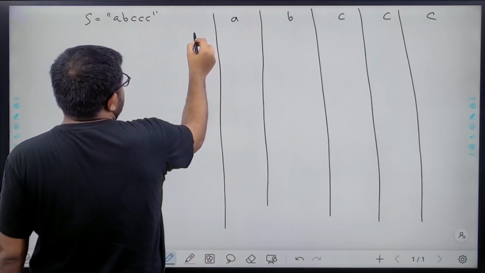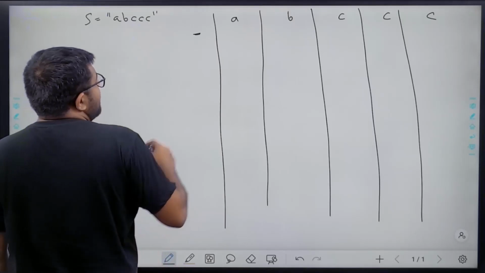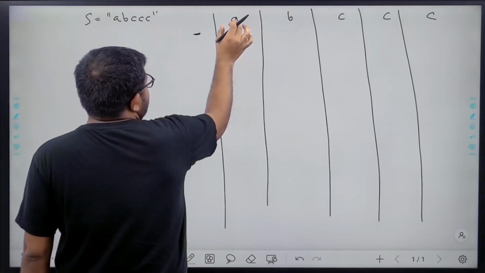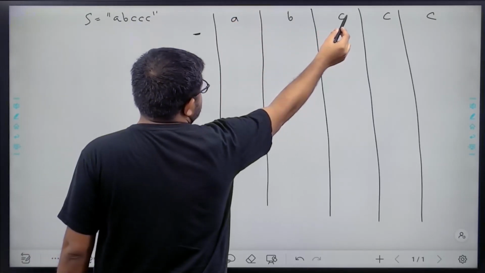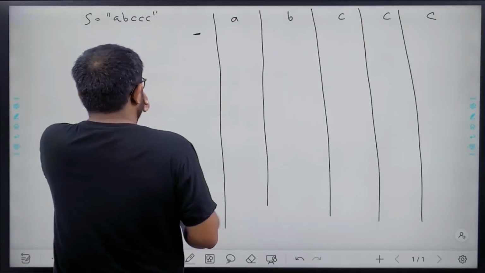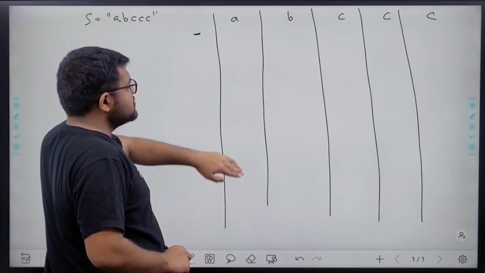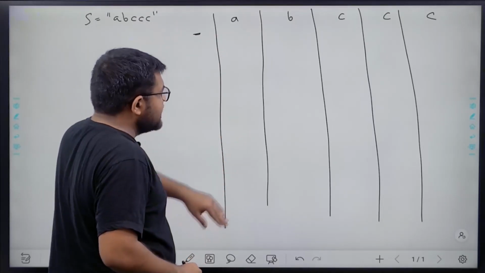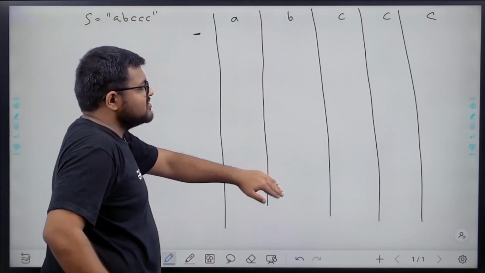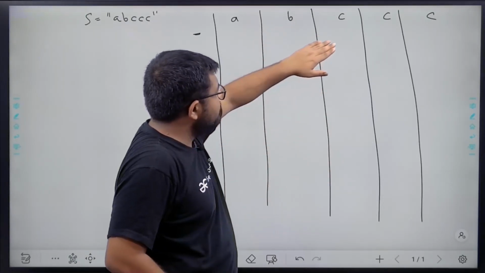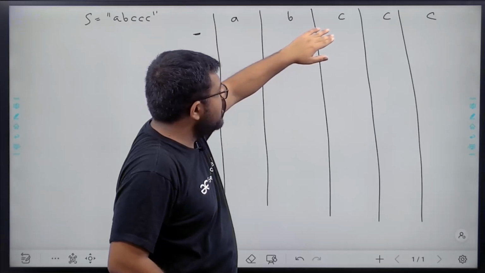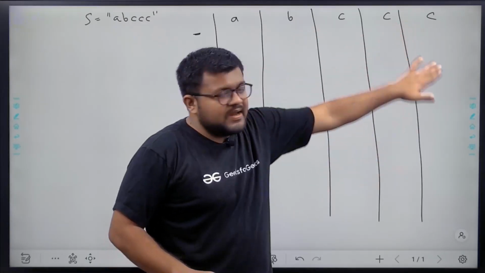Before A, I will have an empty subsequence. Now, up till index 0, so this is index 0, this is index 1, this is 2, this is 3, and this is 4. Here I will be noting down all the subsequences which can occur up till index 1. Here I will note down all the subsequences which can occur up till index 2, here up till index 0, here up till index 2, here 3, and here 4.